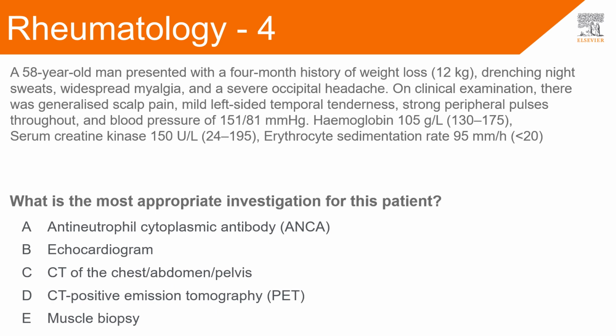Have a think. Is it A, angiogram, B, echocardiogram, C, CT, D, PET CT, or E, muscle biopsy? Which is the proper investigation for this gentleman who has systemic symptoms, which include weight loss, night sweats, myalgia, headaches, and also scalp pain, temporal tenderness, etc., with deranged blood test results? Which one would you go for? I'll give you a couple more seconds to have a think before we reveal the answer.